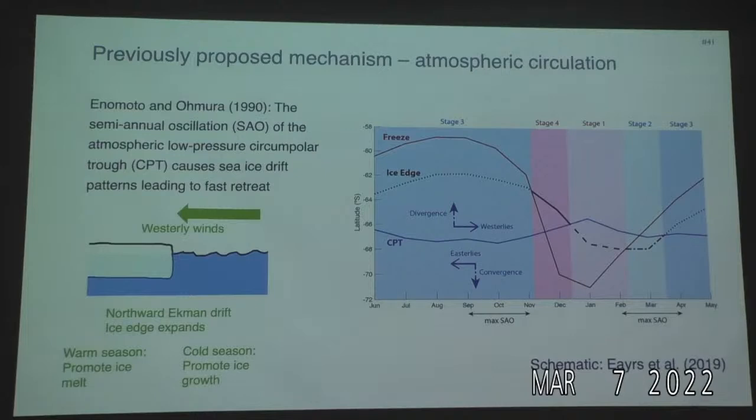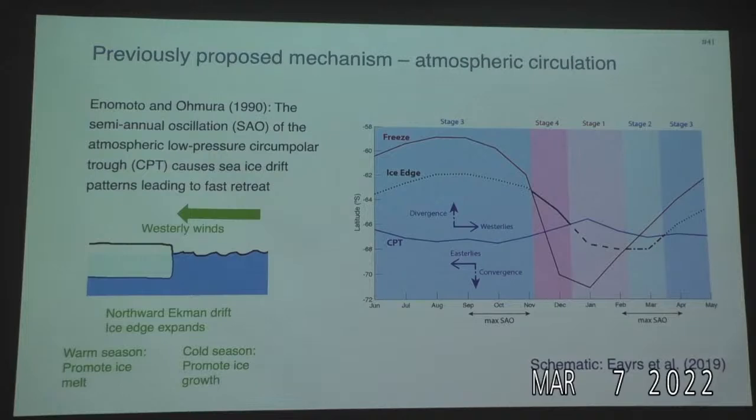And the idea is that you have westerlies to the north of this line and easterlies to the south of this line. So they argue that during the spring melt, a large portion of the sea ice that's located above this line is subject to westerlies, so we have this northward Ekman drift, and that acts to promote ice melt because you have more open ocean and you have this accelerated ice albedo feedback.